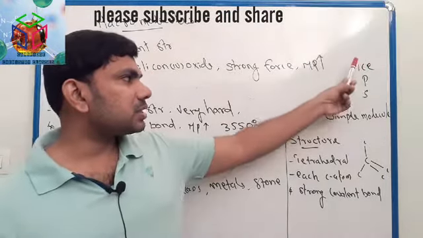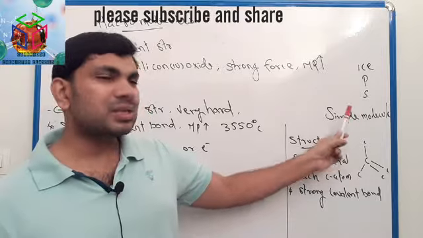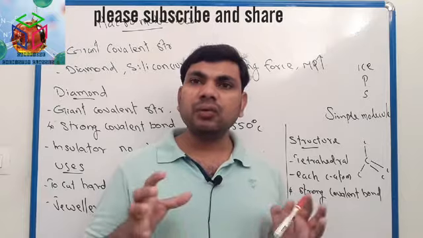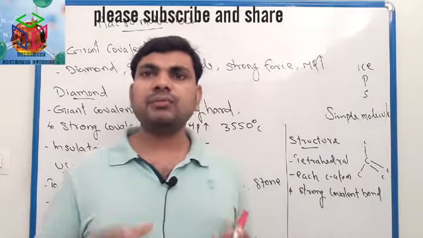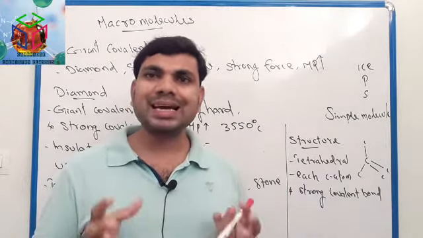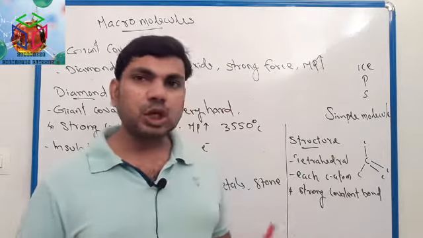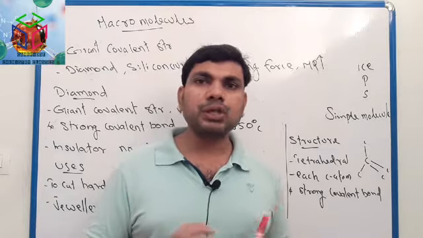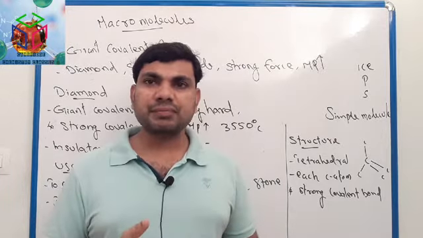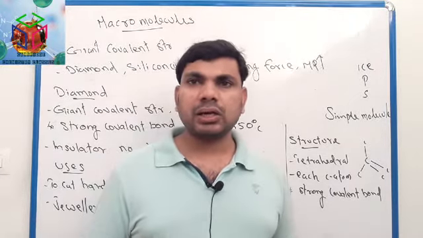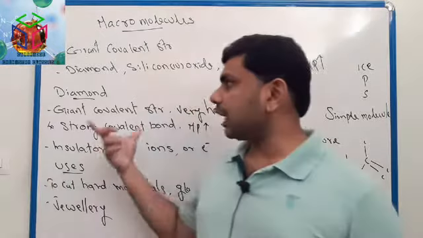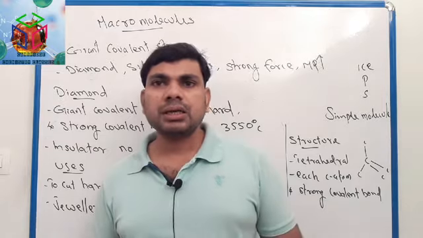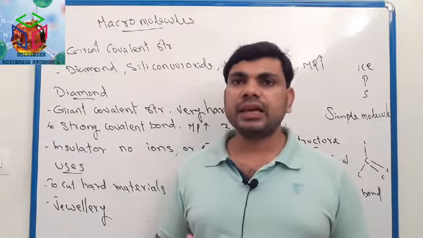Clear? So these substances are examples of simple molecules. Simple molecules are molecules which contain a weak force of attraction between molecules. That's why this type of substance shows a low melting and boiling point. Examples of simple molecules: sulfur, phosphorus, ice, etc. Here we also discuss giant molecular solids. Examples: diamond, silicon oxide, graphite, etc.